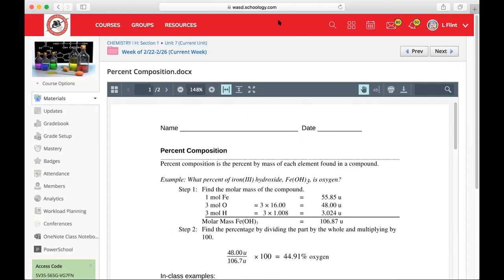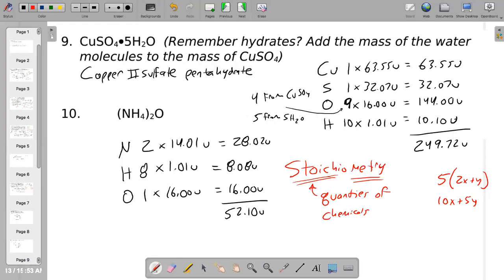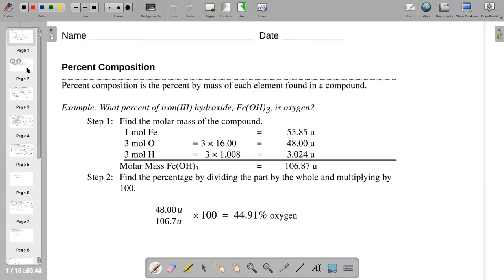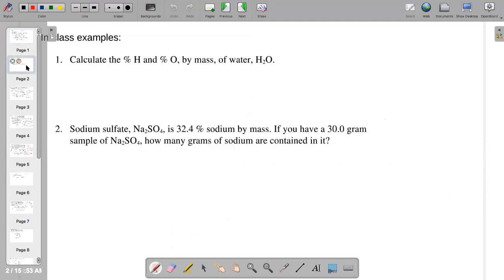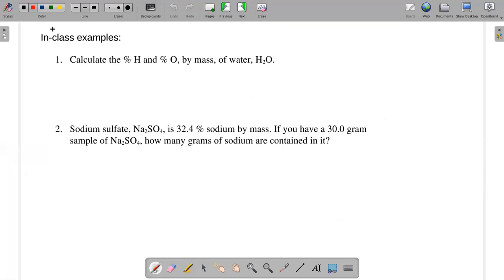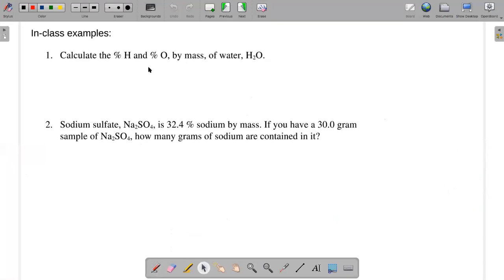So let me show you what I mean by what percent composition is and how you do the math and stuff. Let me find that first page. I think it's up here. Here we go. Okay. Let me get rid of that. And I got to drag this up.